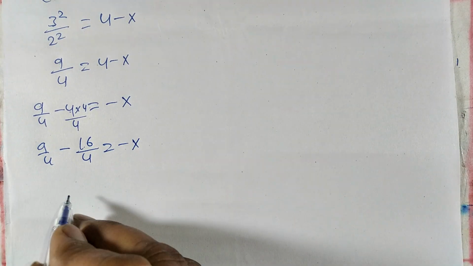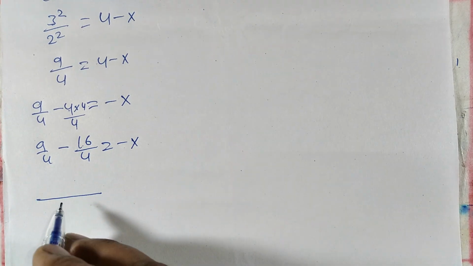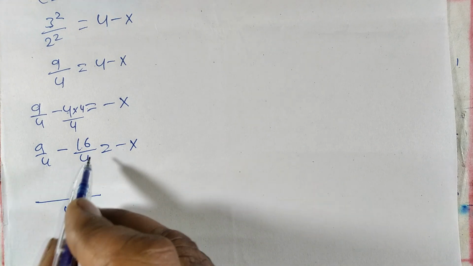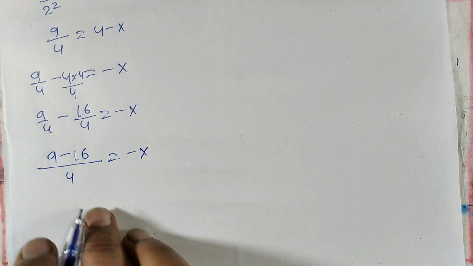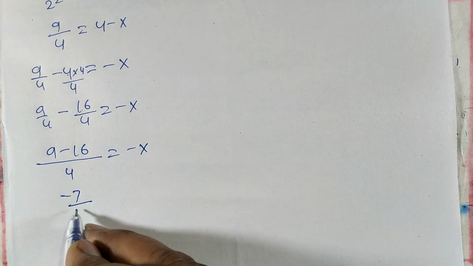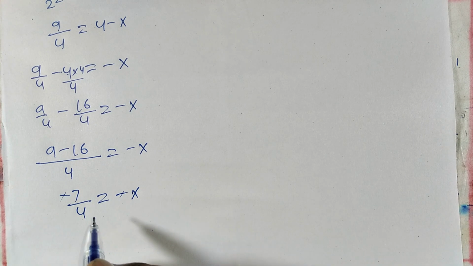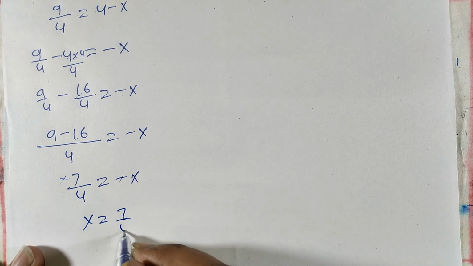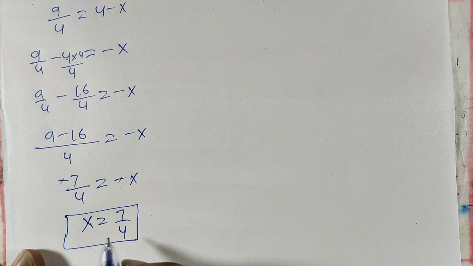Now let's take the LCM, denominator and denominator same, then choosing a single denominator 4 and subtracting the numerators, 9 minus 16 is equal to minus x. 9 minus 16 remains minus 7 over 4 is equal to minus x. This minus and this minus will be cancelled. x is equal to 7 by 4. We are getting the value of x, 7 by 4.